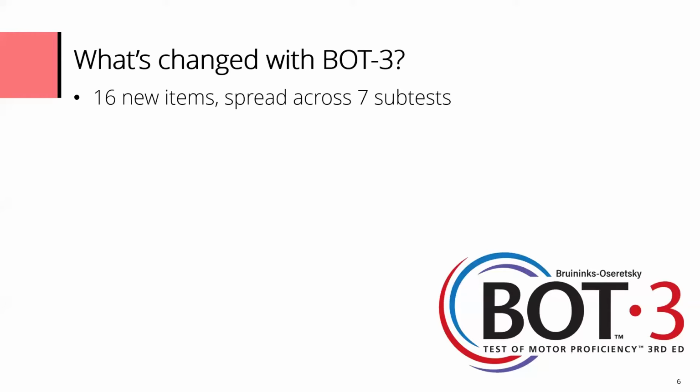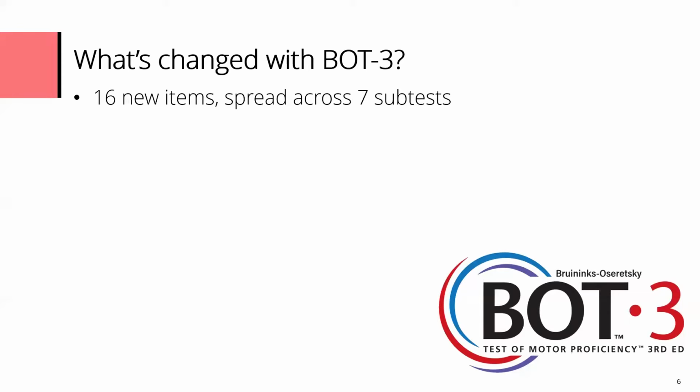All right, the BOT-3 retains 47 items from the BOT-2 and includes 16 new items that are spread across 7 of the 8 subtests. Some of the items that were dropped include the copying a star task from fine motor integration and also the wall sit from strength. And I know some of you might be pleased to hear that of those changes. So hopefully that'll be good news for you. The running course for the shuttle task has also been shortened from 50 feet to 30 feet. So it'll make it easier for you to find space to administer it.